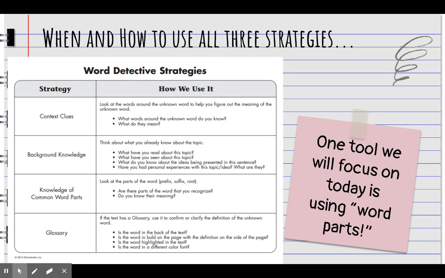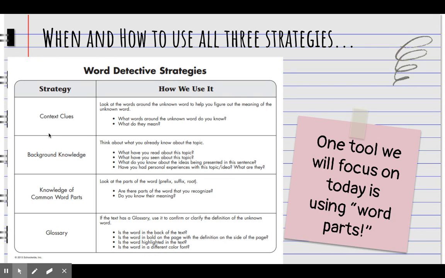One tool that we're actually going to focus on today is using word parts. Many words are made up of common parts that also have their own meaning. Some words only have one common part, while others are combinations of several parts. And the cool thing about knowing the meaning of these different word parts is that the meaning of the parts never changes. So when we recognize a word part, we can use our background knowledge of that part to solve the word mystery. So that's what our focus is going to be.